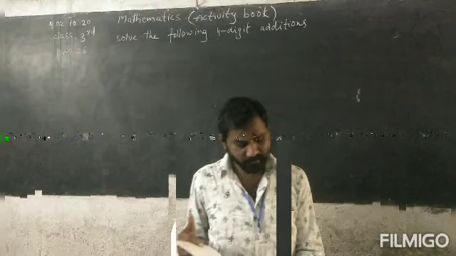Next, 4999 plus 2000. So 4 plus 2, 6999. 4999 plus 2000. 9 plus 0 is 9, 9 plus 0 is 9, 9 plus 0 is 9, 4 plus 2 is 6. You can get 6999.